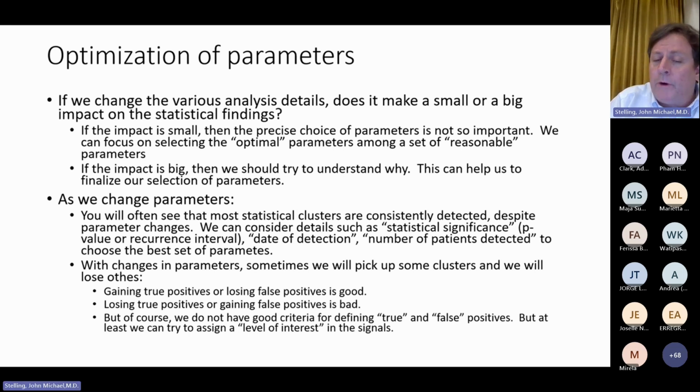Or you gain more false positives and you have worse specificity, that's not a good thing. So of course, we don't, and again, we have the problem, what is a true or a false positive? Prospectively, you have some things you can look at, the molecular typing, the risk factors, screening, other things that you can do. But for retrospective data, is it a true positive, not a true positive? You often don't have a good criterion, but you can look at the level of interest.